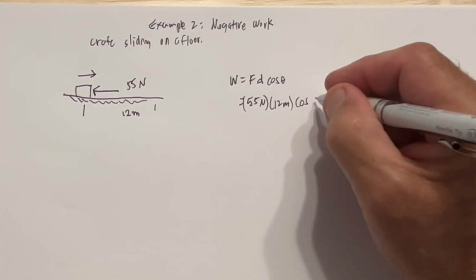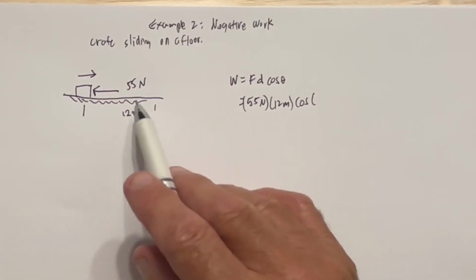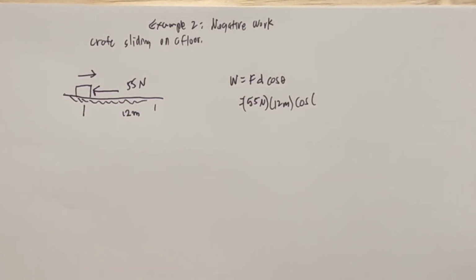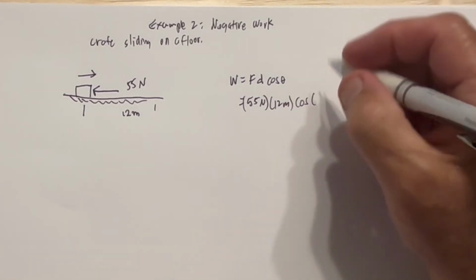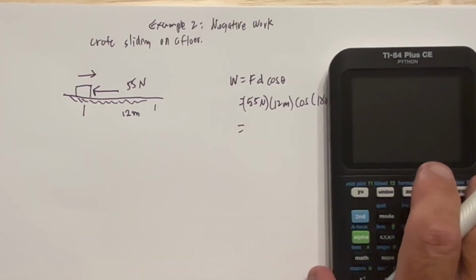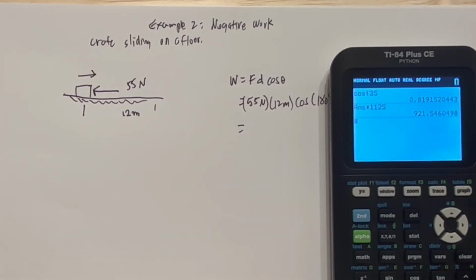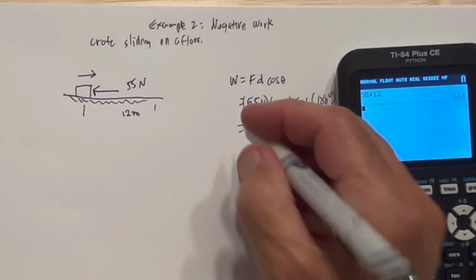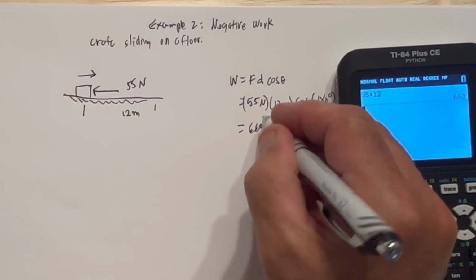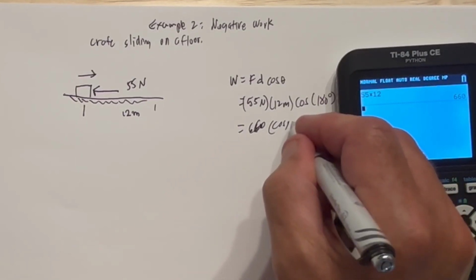And then our cosine, now what's our angle theta? In this case, the direction of travel is to the right. The frictional force always opposes the direction of travel, so that's going to be 180 degrees. We'll get our calculator out and plug in those numbers. 55 times 12 is going to be 660. Now we want the cosine of 180.